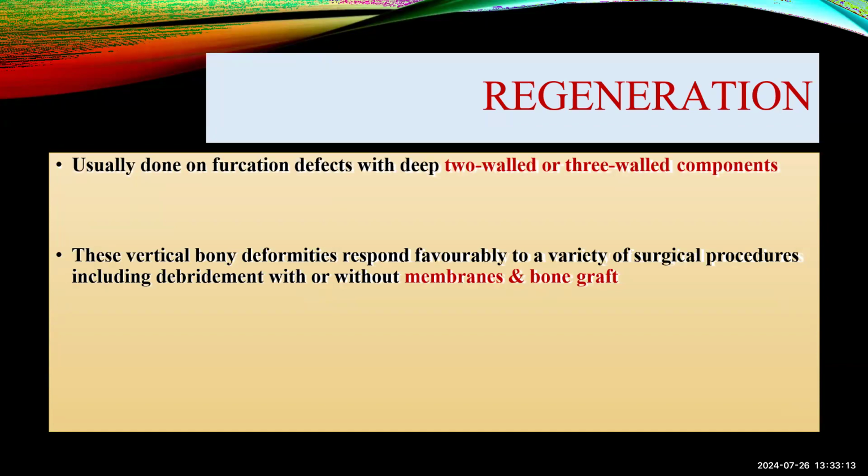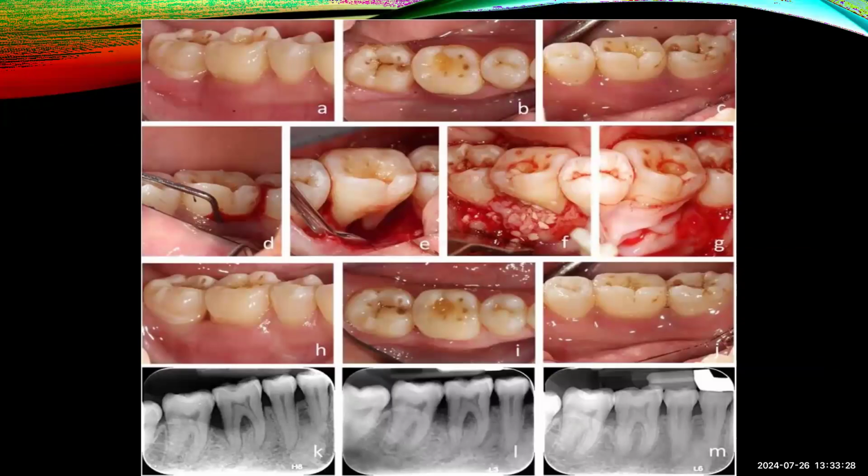Regeneration is usually done on furcation defects with deep 2-walled or 3-walled components. We have to use open flap debridement with or without membranes and bone graft to cover the defects. This is one such case where open flap debridement is done. We can see that graft and membrane are placed in the area, and the pre-op and post-op radiographs can also be seen with good bone apposition in the furcation area.